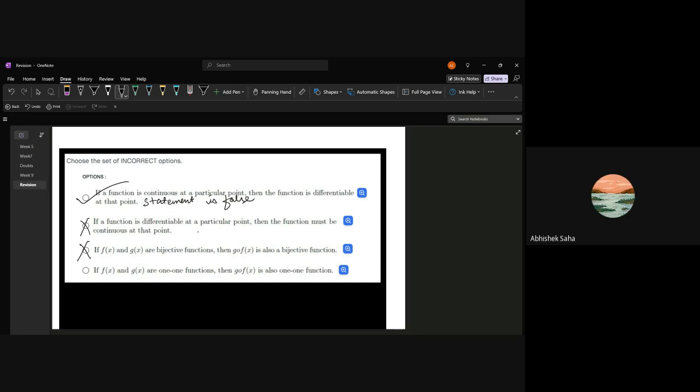Here the statement is true. Here the last option: f(x) and g(x) are one-one functions, then f of g of x is also one-one. That statement is also true. Is there any counterexample? Yeah, that statement is also true. Okay.